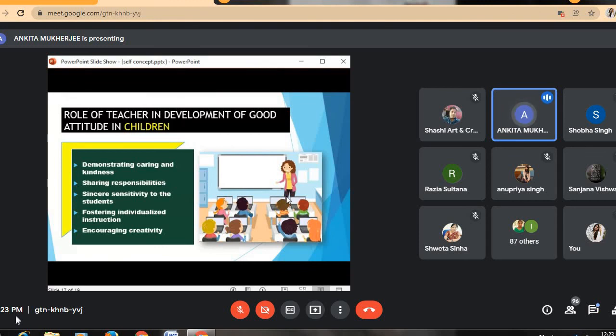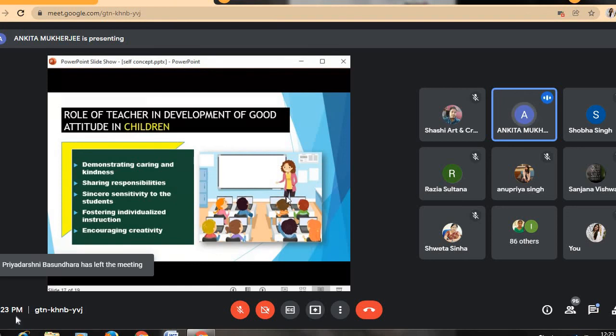Then sensitivity to the students: we should show our sincerity to the students. We should be sensitive about what they feel. If a child is coming towards you for something, we should not show that we are not interested in what they are coming with, but we should show that yes, I have genuine feelings, and I will show sincerity towards your problem.